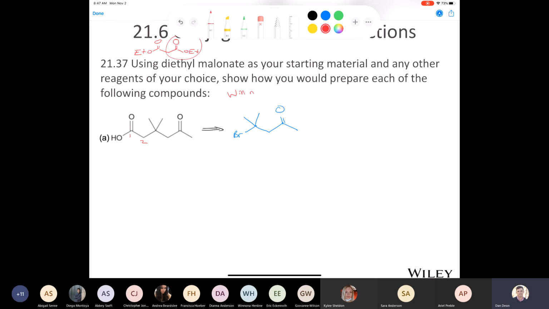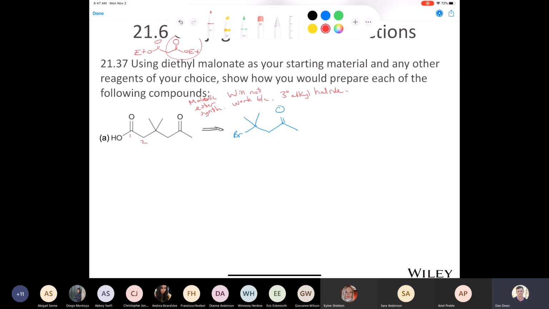That will not work, because this is a tertiary alkyl halide. And when I say will not work, I should put malonic ester synthesis will not work because it's a tertiary alkyl halide. So we've got to think, what else could we do here?